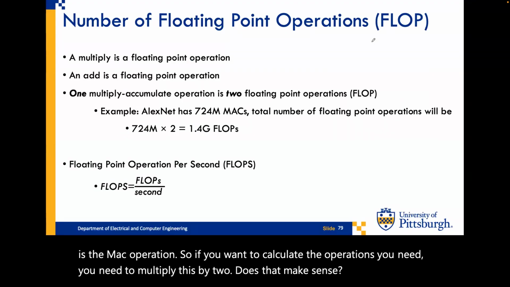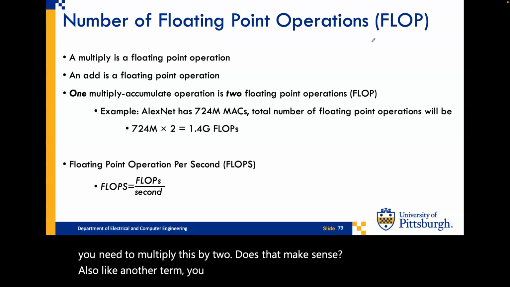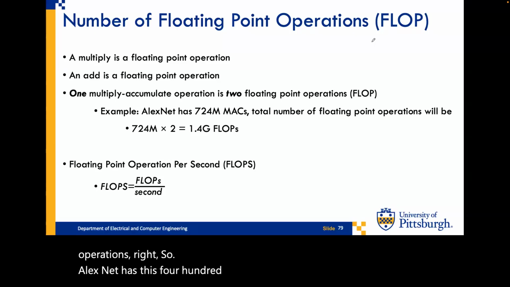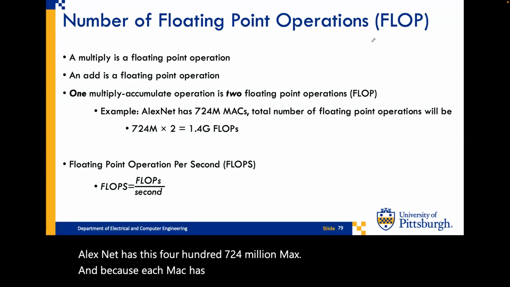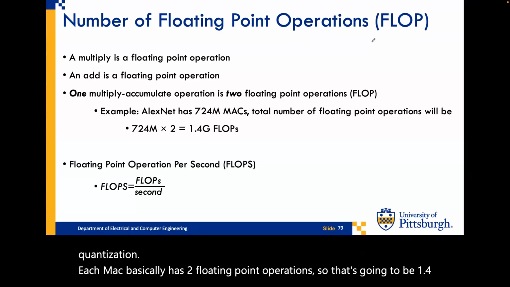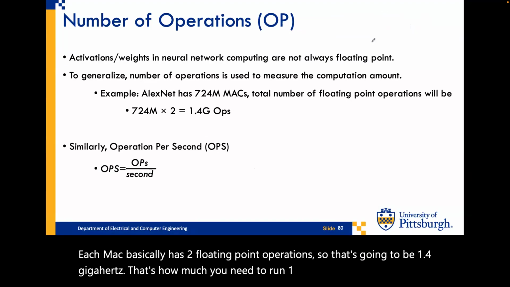Another term you often see is FLOPs, floating point operations. AlexNet has 724 million MACs. Because each MAC has 2 operations, without quantization each MAC basically has 2 floating point operations. So that's going to be 1.4 GFLOPs. That's how much you need to run one inference of AlexNet.